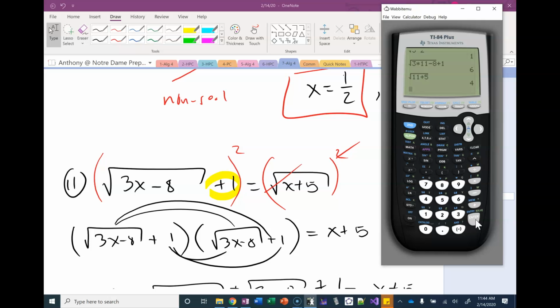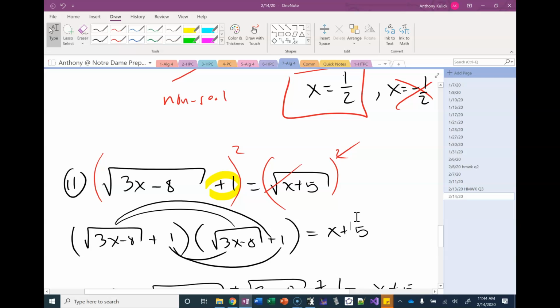Okay with that? And again, you don't have to write down any of the checks. You can just do it on your calculator. You just need to remember to do it, right? And if it doesn't work out, just cross it out. If it does, put a box around it, and that's good enough.